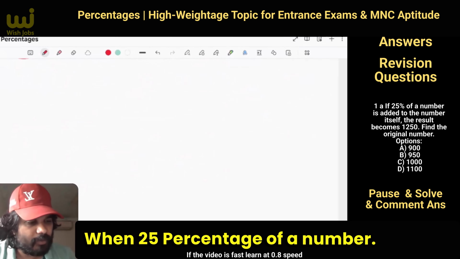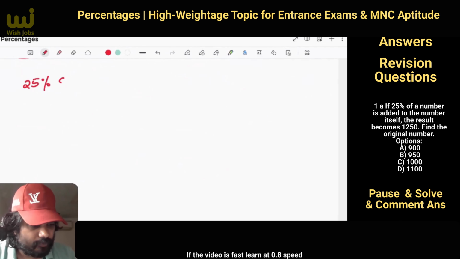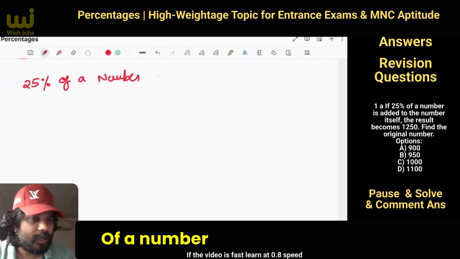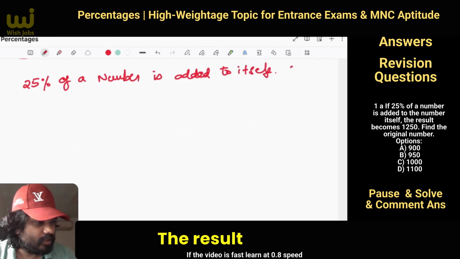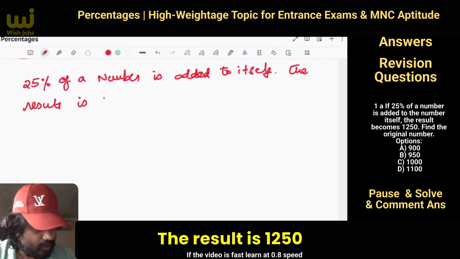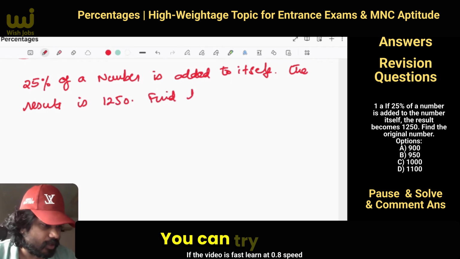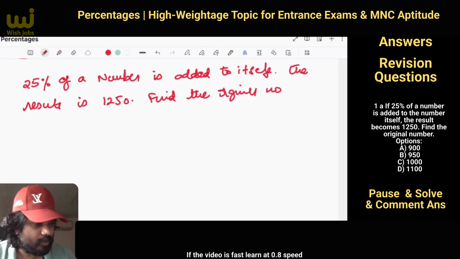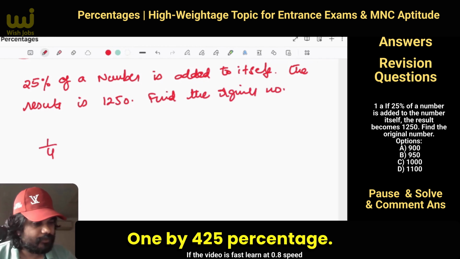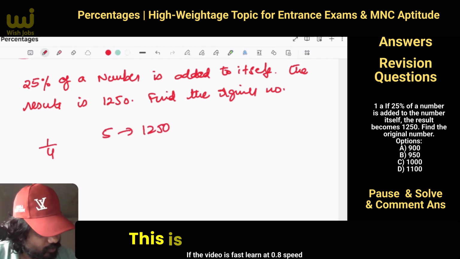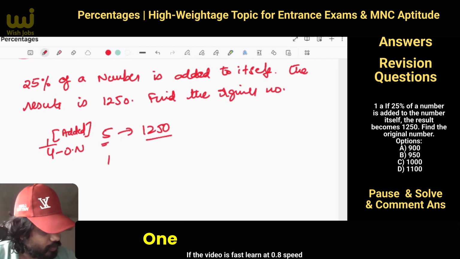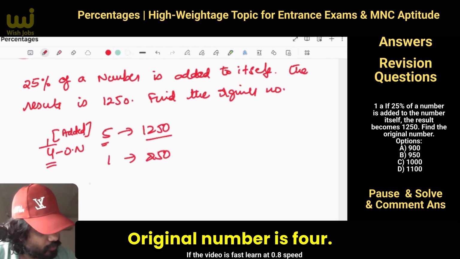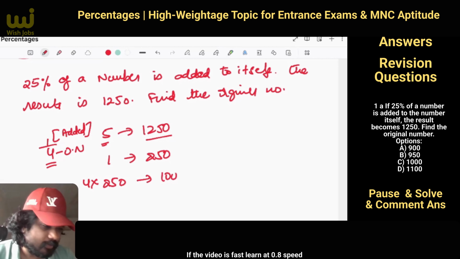When 25% of a number is added to itself, the result is 1250. Find the original number. In the similar method, you can try this. 1 by 4, 25%. That means 5 will become 1250. This is original number. This is the added number. 4 plus 1 will become 5. 5 is 1250. 1 means 250. Original number is 4. 4 into 250 would be 1000.